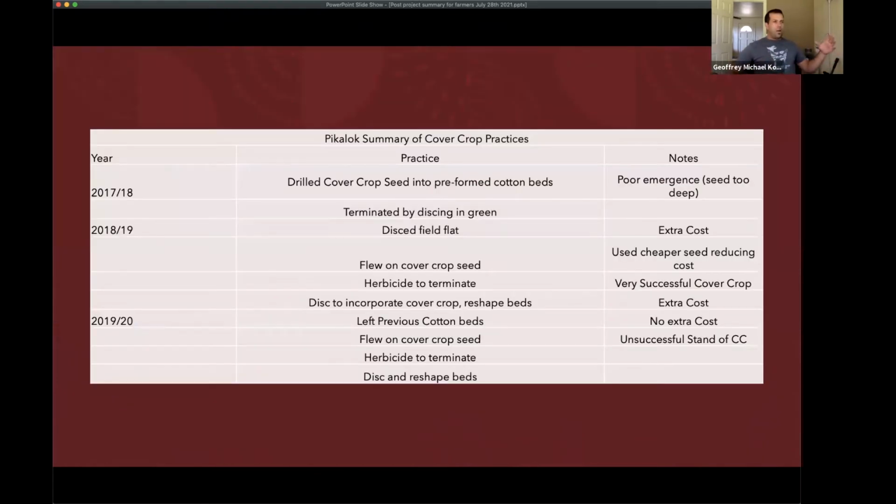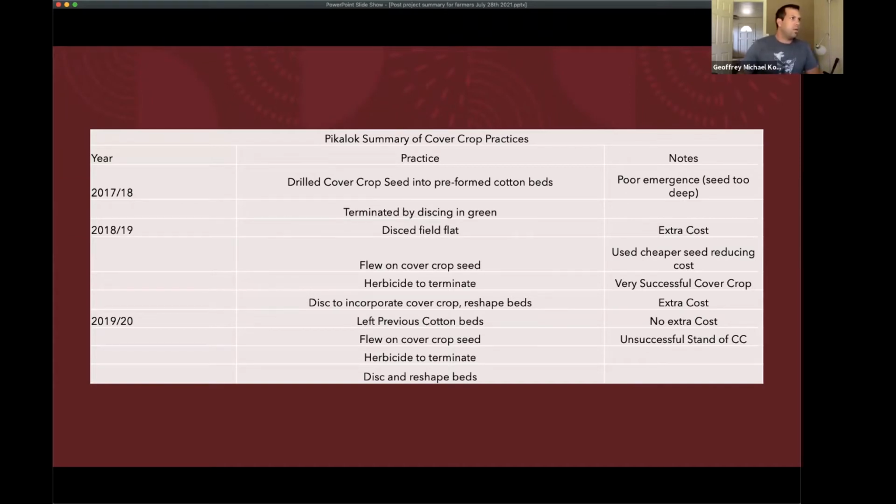So this is just another, I dropped this in here. This is in the report too, which I think you all have now, but this is just talking about the different practices each year and some notes about what the kind of good and bad were from each of them. So first year, the cover crop seed was drilled into preformed cotton beds, and the seed was a little too deep, so we had not the best emergence, and terminated by disking in green, so there was no herbicide used in that first year.